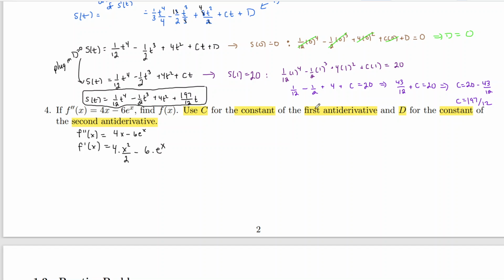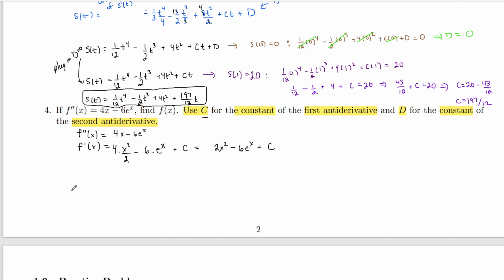Now, we just did the first antiderivative, so we want to add a c onto it. But you have to make sure you follow the directions here. If you add d for this one and c for the other one, the answer technically is not correct because we need to follow the directions. Now I'm going to go ahead and simplify this. So 4 over 2 makes 2. We got 2x squared minus 6e to the x plus c.